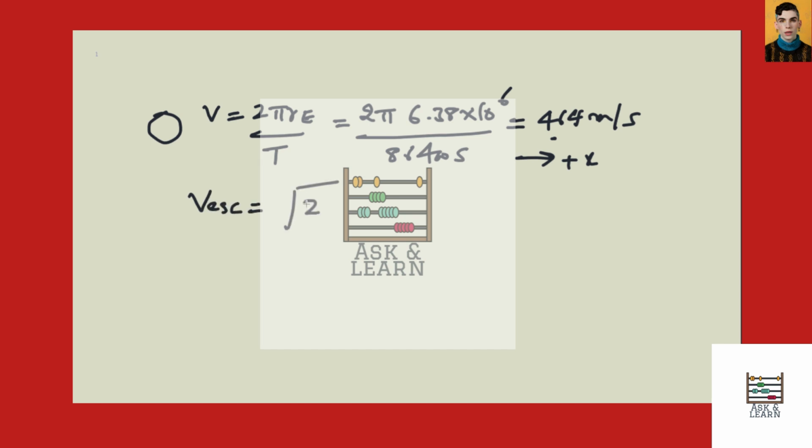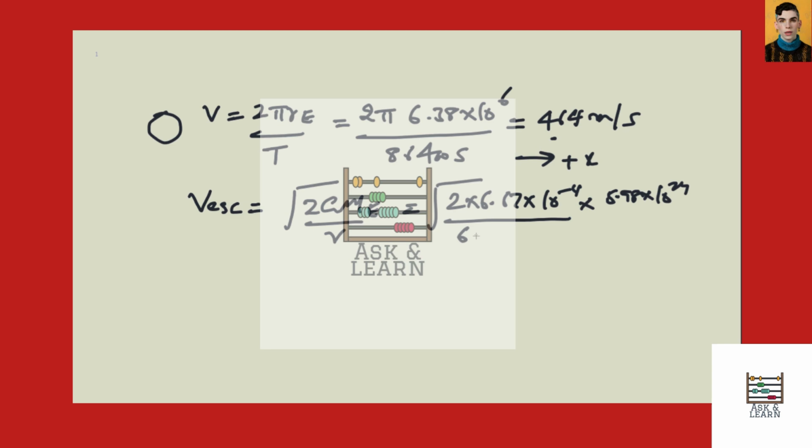The escape velocity at the surface of the Earth is given by the square root of 2GM_E by R, which is equal to the square root of 2 times 6.67 times 10 to the power negative 11 times the mass of the Earth, 5.98 times 10 to the power of 24, divided by 6.38 times 10 to the power of 6. If you solve that, you will get the escape velocity as 11,182 meters per second.